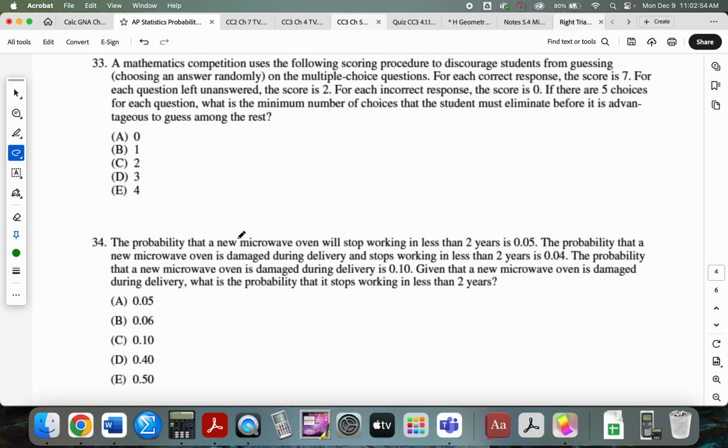So let's say that you don't eliminate any answer choices, right? So your probability of getting a 7, if you don't eliminate any, would be what?